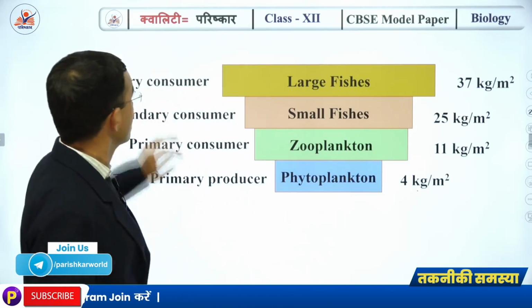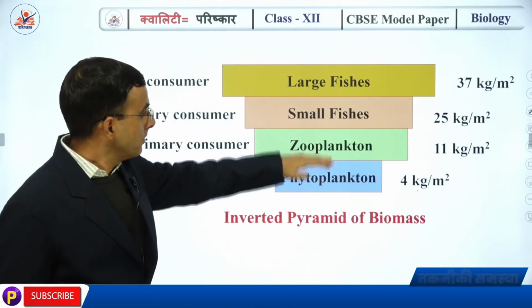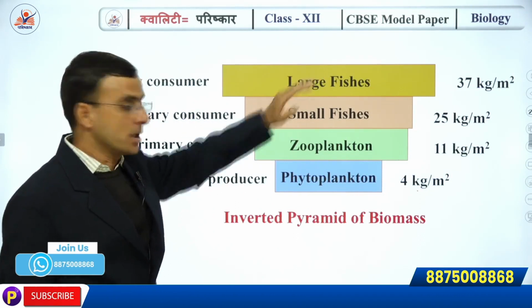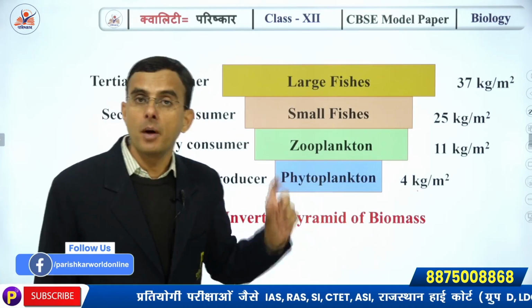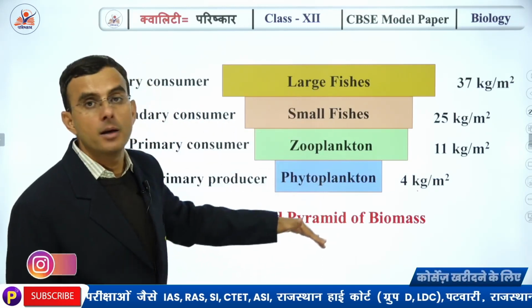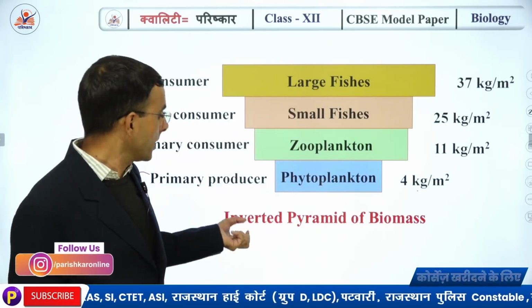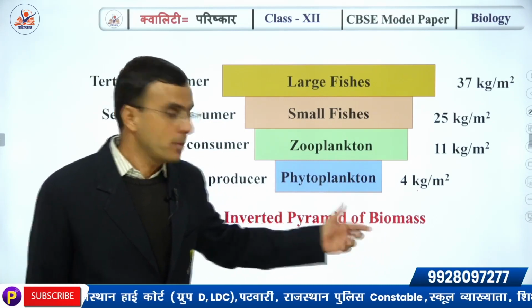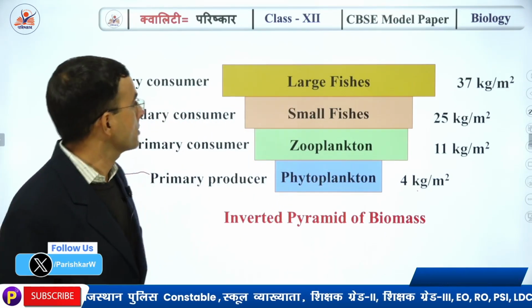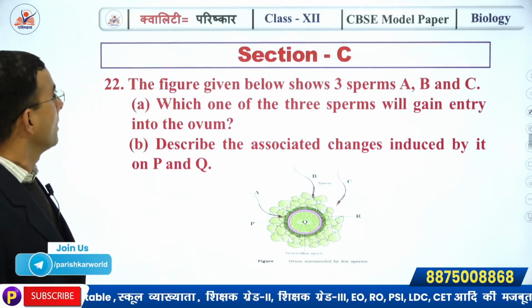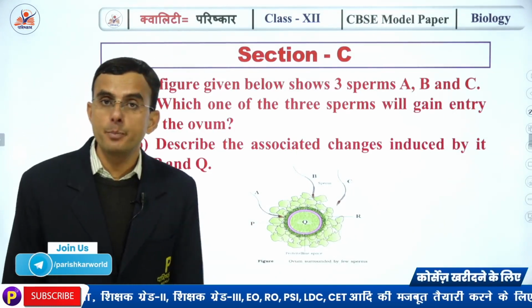So because of this reason, the base is small and after this the biomass keeps on increasing. So this is the inverted pyramid of biomass. You have to make a diagram of this and write inverted pyramid of biomass. So biomass keeps on increasing in this ecosystem. Now next, that is the completion of section B.